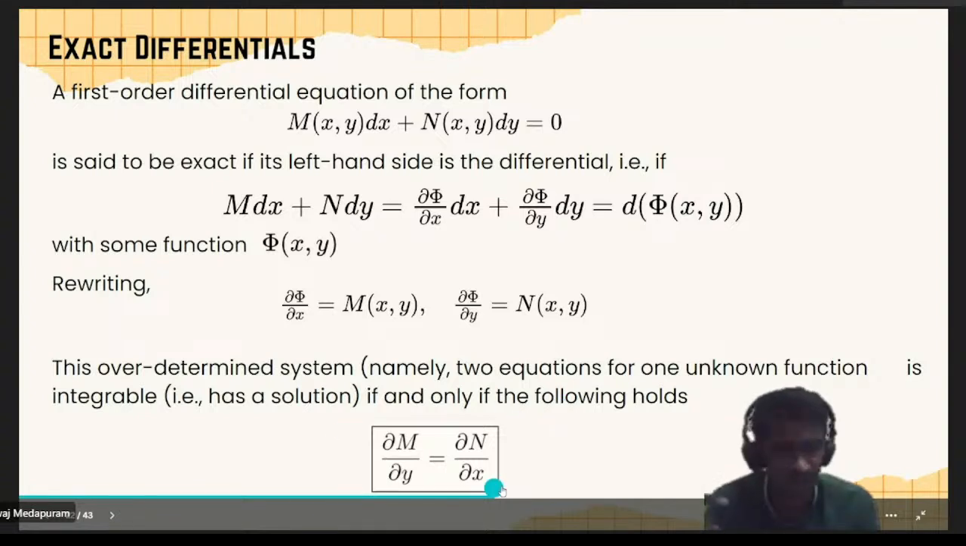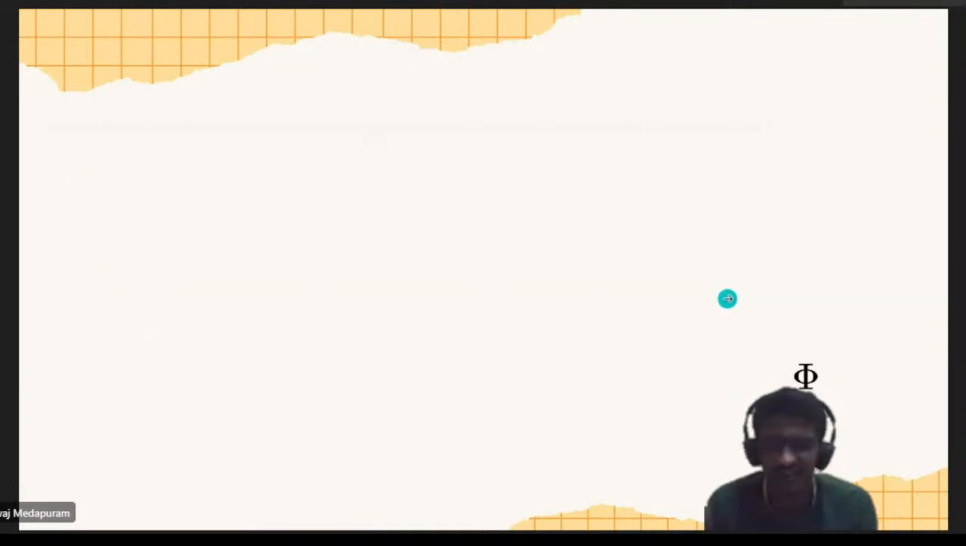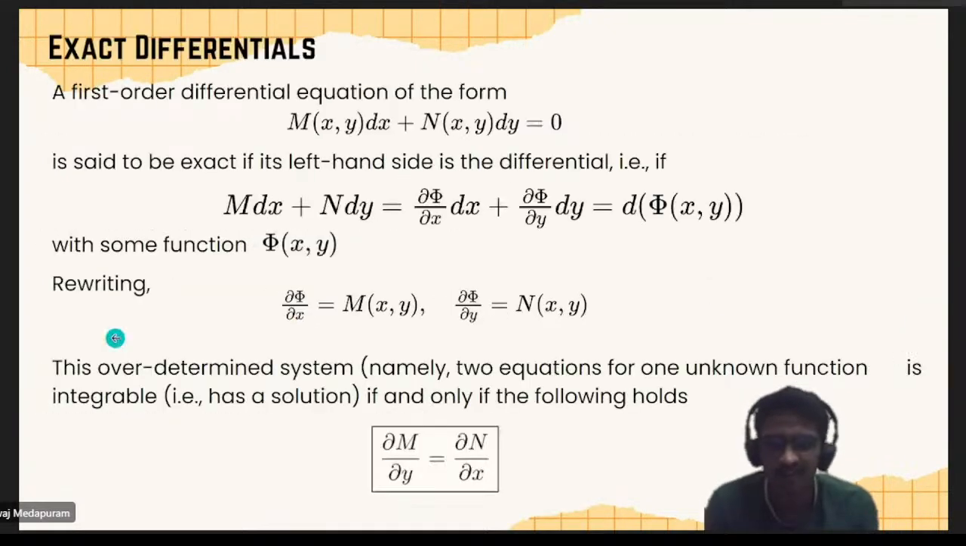So if this condition is satisfied, that means we are able to model the left hand side as d of some function phi. Having found phi, that means the differential equation is solved. So we have these two equations, dou phi by dou x equal to M and dou phi by dou y equal to N. If you are able to solve these equations and find a particular function phi, then we are done. To find phi, we just need to integrate these equations and put them in the other equation.